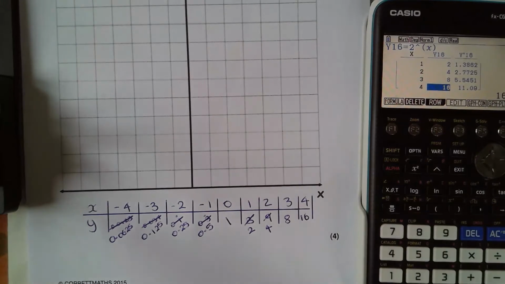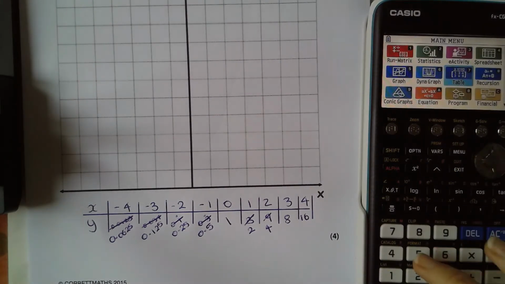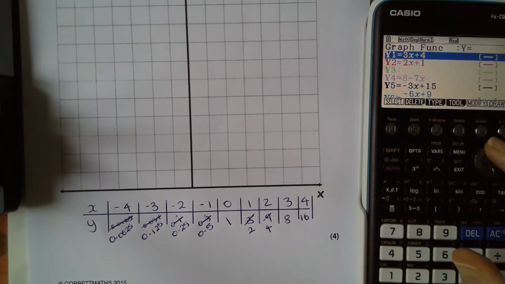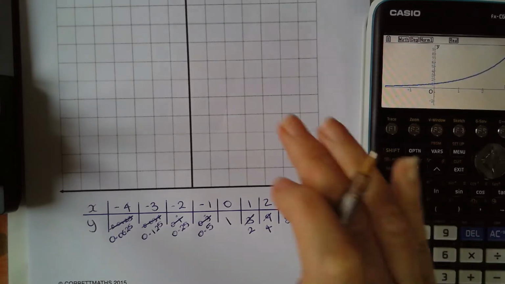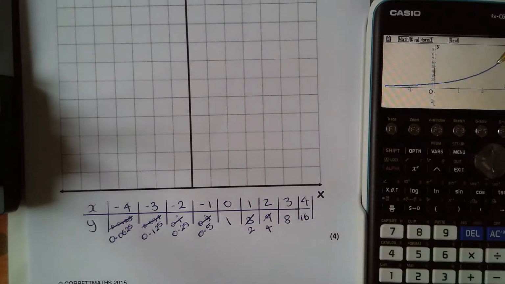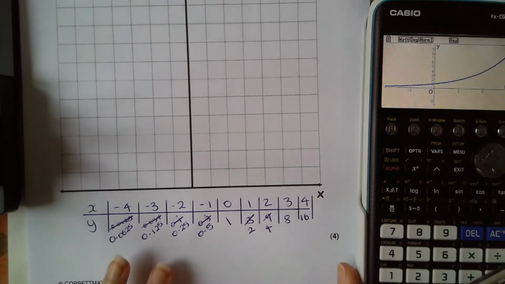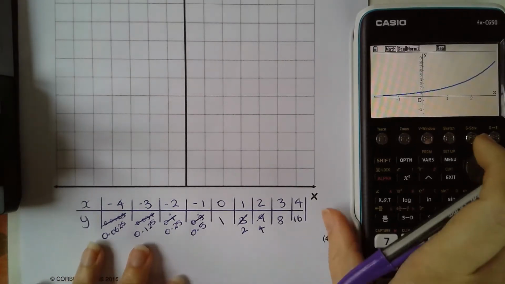It's one of the benefits. If you make a mistake, just go back and adjust it. So menu, graph, let's see what that looks like. Good, 2 to the x. Let's draw that. So we've got a nice smooth curve. Once again, it gets ever closer. It tends towards that x-axis, but we'll never actually approach it.